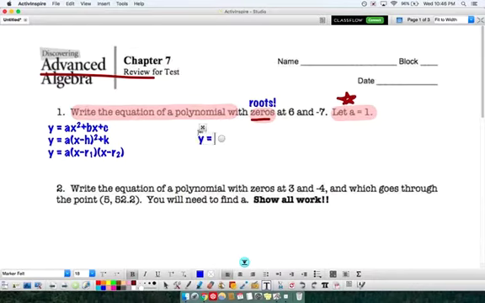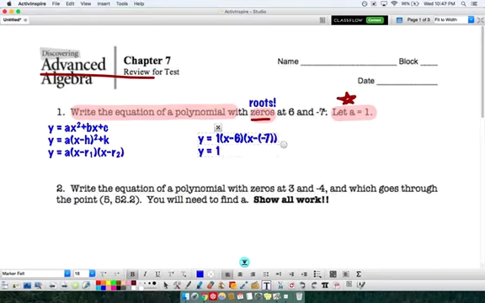So let's do this. y equals, well, go back to your factored form, a. What's a? Oh, they gave me a. a is just 1 times x minus, well, what's our first root? Root 1 is 6, so we're going to put x minus 6. The next root is x minus, what's the root they told me? Negative 7. So we'll put minus a negative 7. And now we're going to simplify.